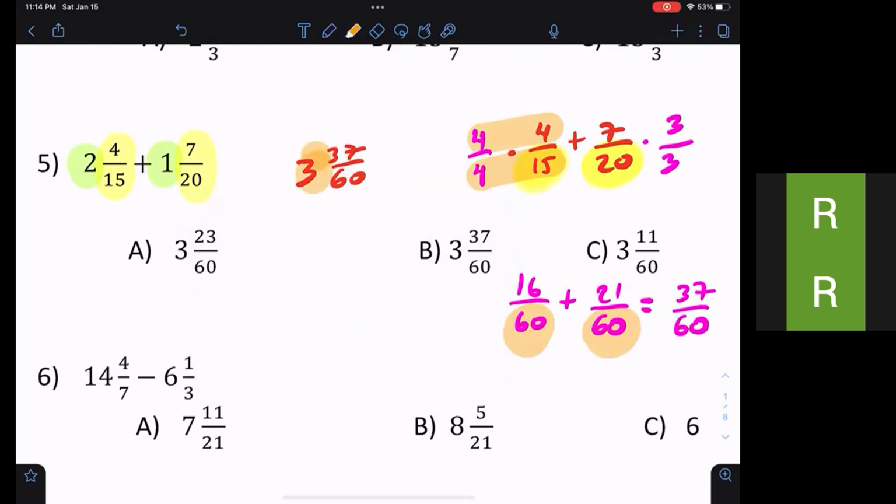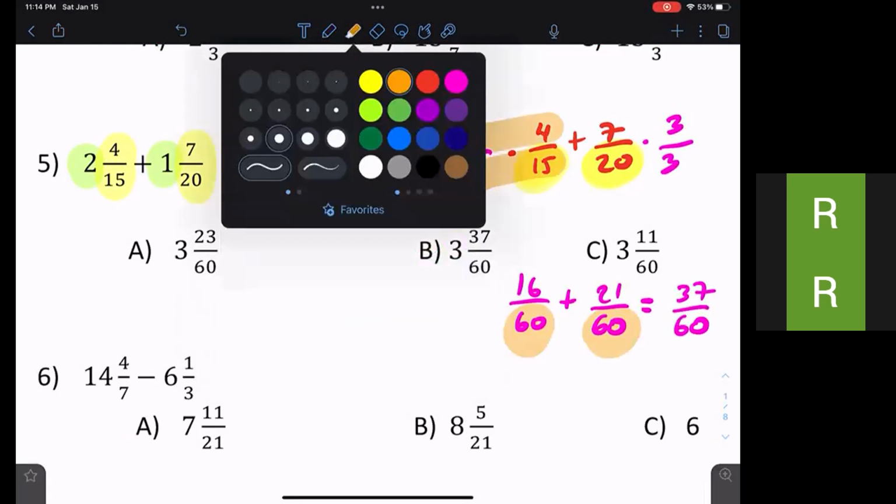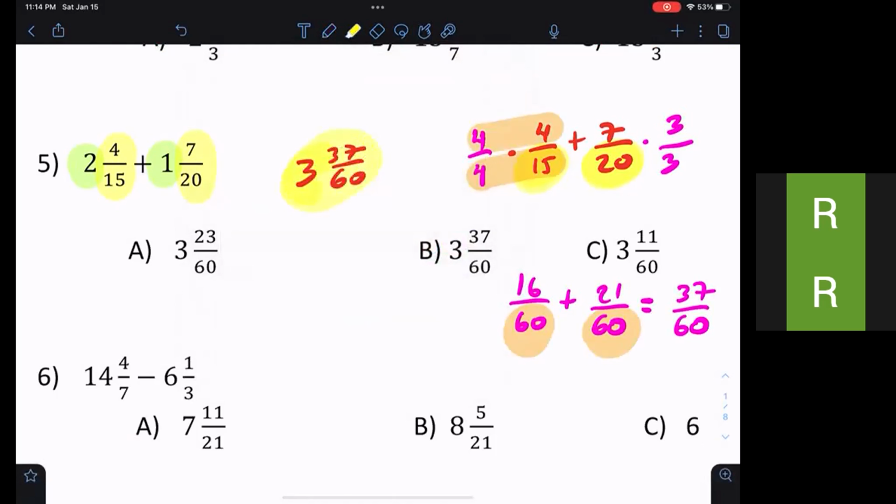Let me change this. So this is the answer. So let's see what is that here. You see, it's not that difficult. Okay? It's not that difficult. Let's continue.